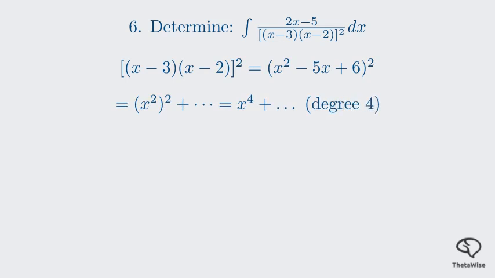The numerator, 2x minus 5, is degree 1. Since the degree of the numerator is less than the degree of the denominator, we should try the u substitution method. Let's see if it works. Let's perform the u substitution.